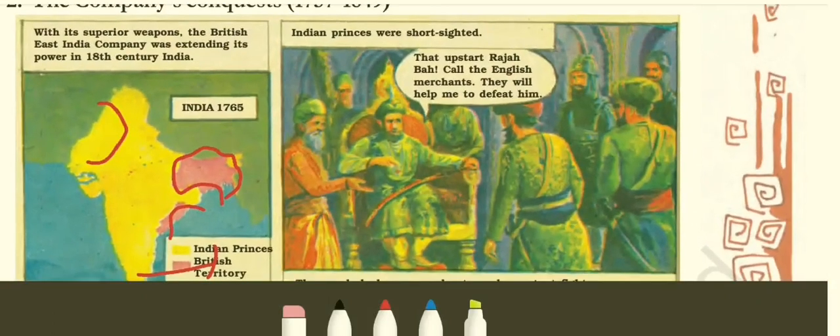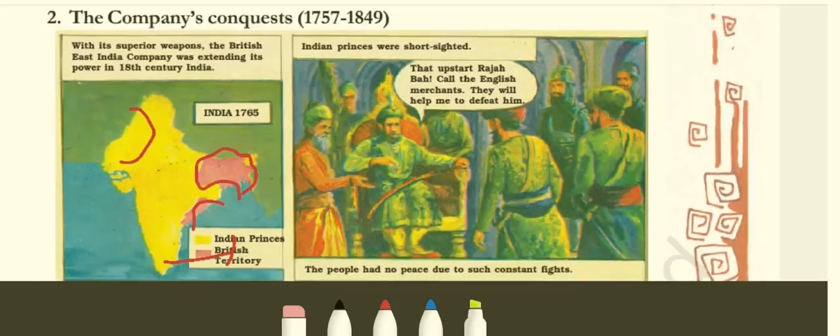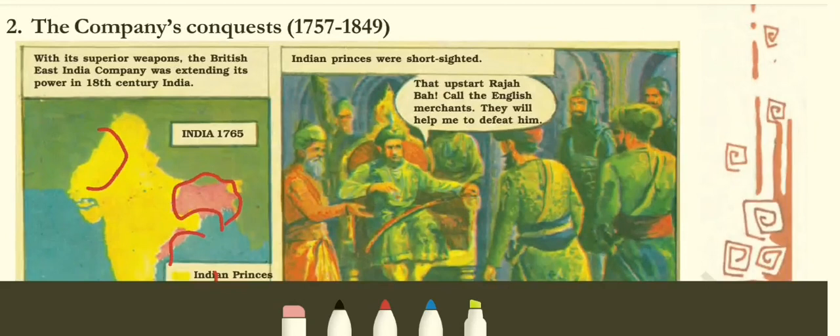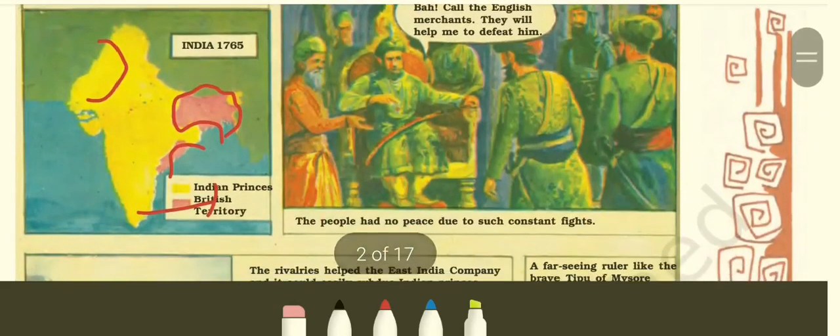Okay, so Indian princes were short-sighted. Indian princes were full of false pride. Clear. They never knew what was the secret hidden design the Britishers had. Okay, so what does it say? It says that upstart Raja says, call the English merchants. They'll help me defeat him. So see, interracial conflict between Indians, and then they are trying to involve Britishers here. This is what led to the downfall of Indian princes.